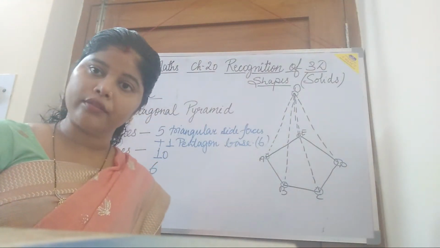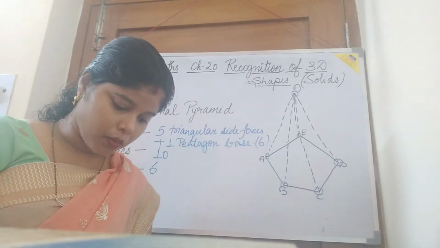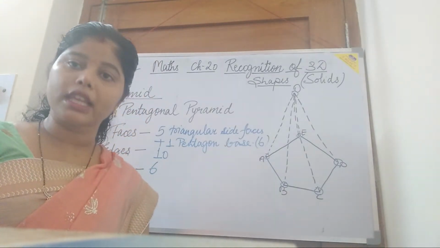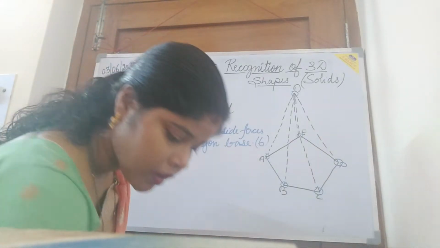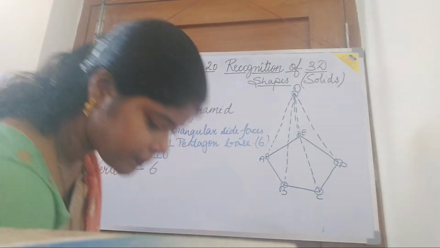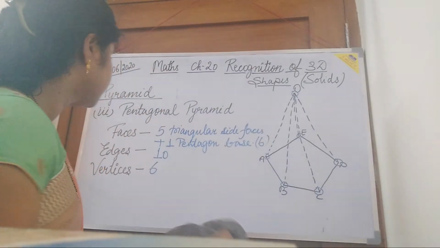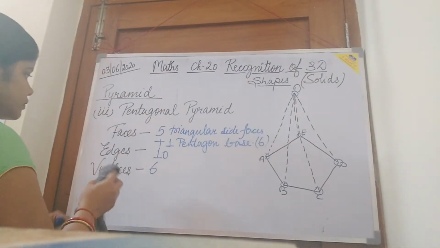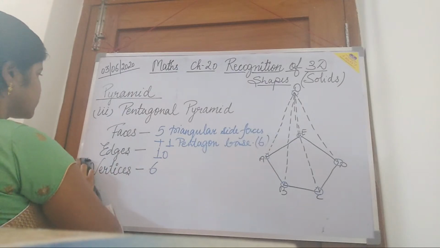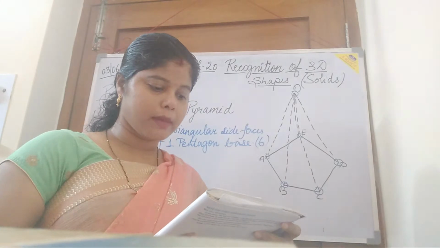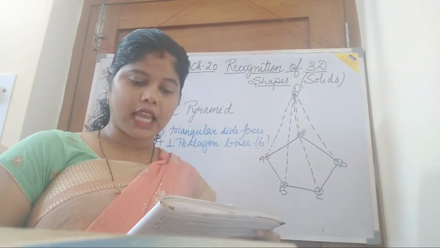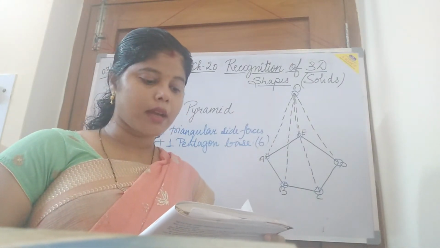Now in this exercise you have to do nothing in your copy, nothing. Only in the book you have to note it down, because in this exercise all the questions are based on fill in the blanks and multiple choice. So we will do the first question. Complete the following table by filling the number of faces, the number of edges and the number of vertices for the given solid.